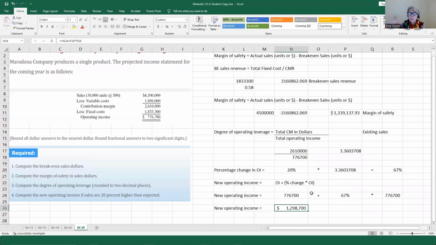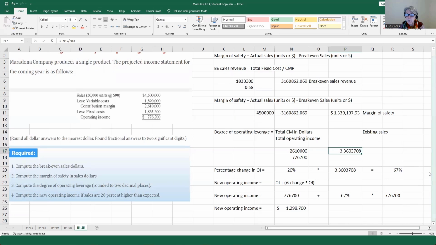So let's just step back for a second. What does the degree of operating leverage tell us? It tells us how much a percentage change in sales revenue is going to change the operating income. That's what it's telling us. And if this number right here, the degree of operating leverage, is very high, it means a small change in sales revenue is going to make a big change in operating income. A small decrease is also going to make a huge change in operating income.